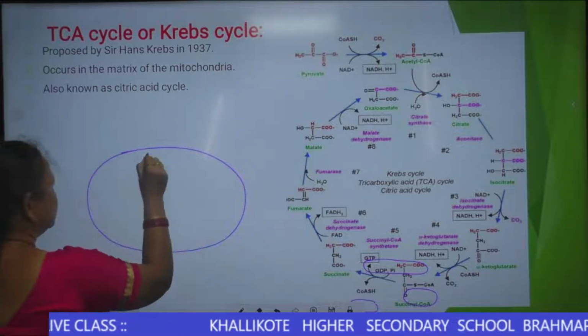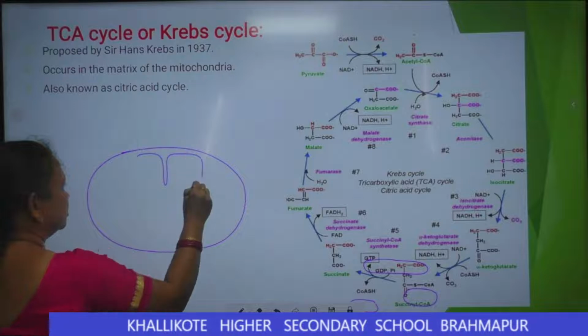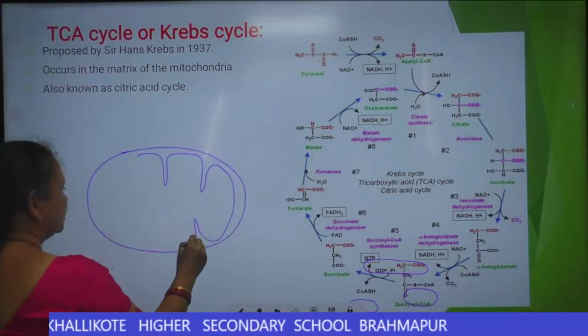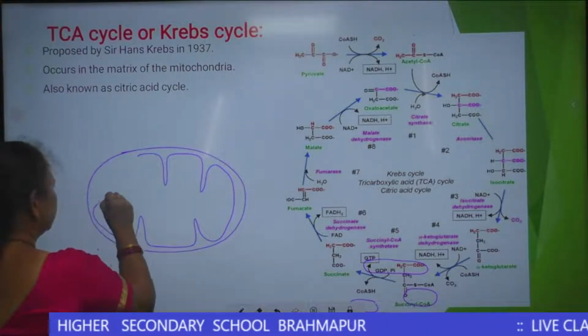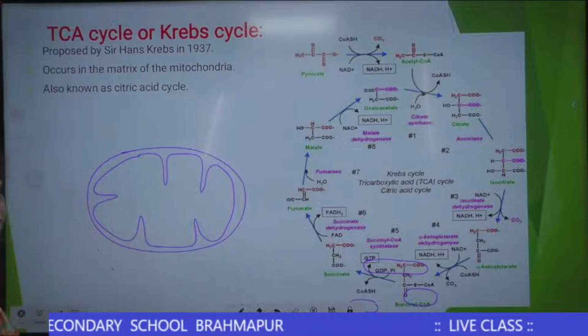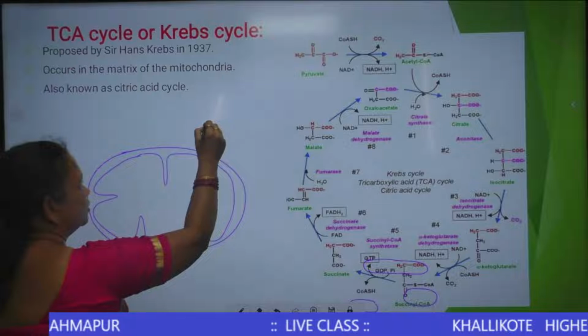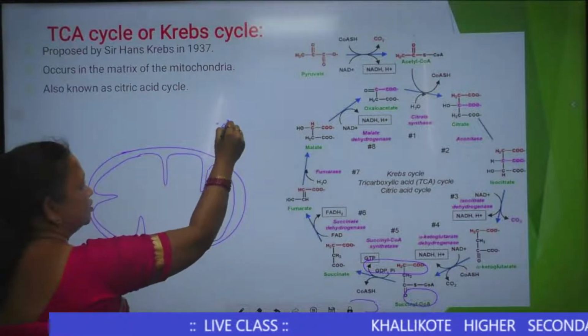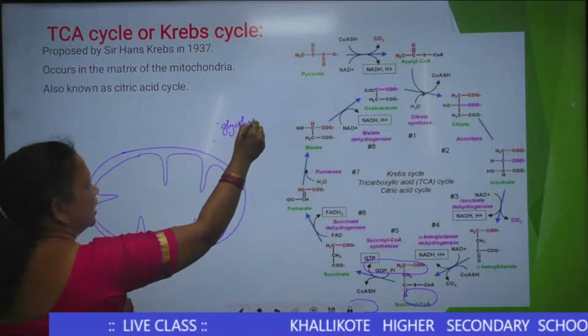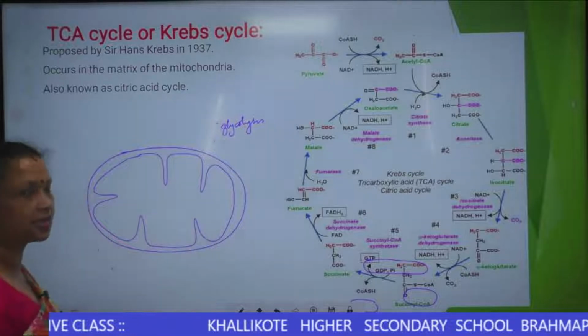So, if this is the mitochondria structure that you have already studied, let us see the different parts where glycolysis is occurring. Glycolysis occurred in the cytoplasm.